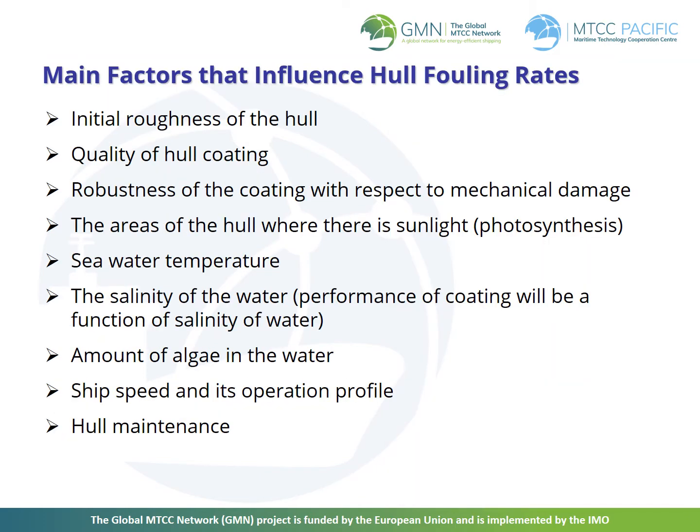Some of the main factors that influence hull fouling rates are the following: the initial roughness of the hull, the quality of the hull coating, the robustness of the coating with respect to mechanical damage, the areas of the hull where there is sunlight, the seawater temperature, and the salinity of the water. The performance of coating will be a function of salinity of the water, the amount of algae in the water, the ship's speed and its operation profile, and hull maintenance.